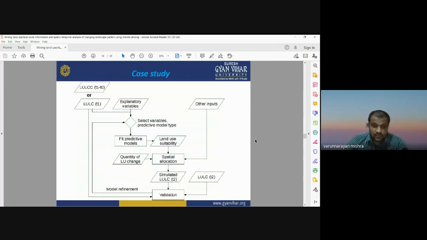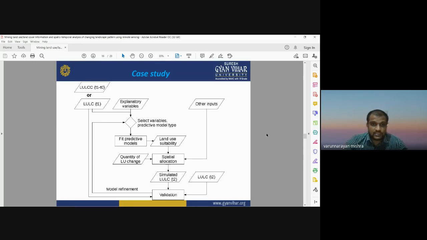Now spatial allocation will be used to predict and simulate the land cover scenario in the upcoming future. Now we will validate our model, and if it is not providing accurate results, we need to go back to the selection of the variables and also the selection of the suitable or potential sites of the change. And if our model is validated and providing good accuracy, then we will run the model and see the predicted, simulated information in the near future.